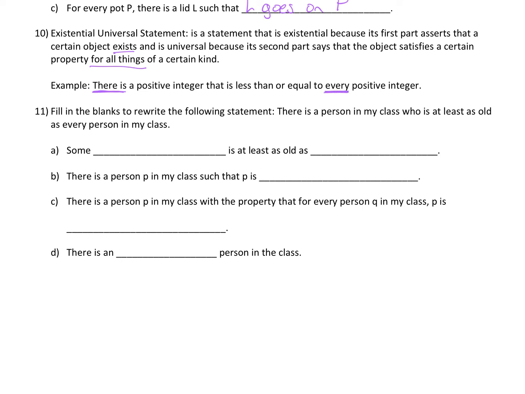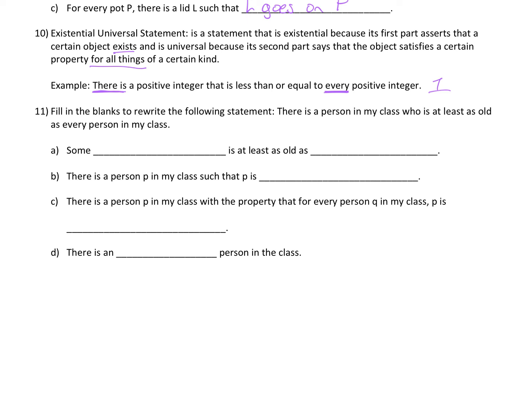So there's our universality, every positive integer. So there exists a positive integer that is less than or equal to every positive integer. This is a true statement. It's the number 1. 1 is less than or equal to every positive integer. Less than every other integer, and it's equal to itself. So less than or equal to every positive integer.